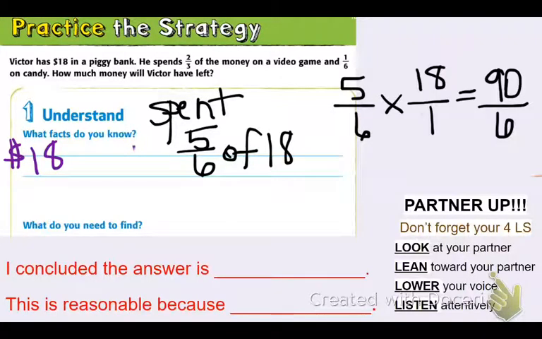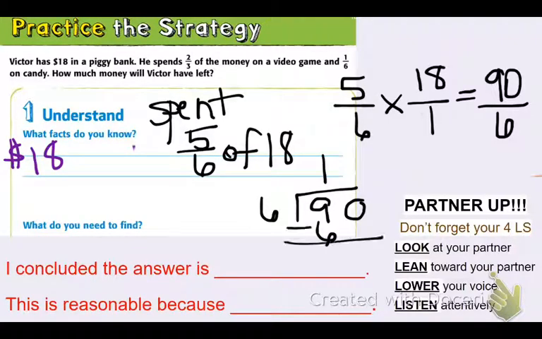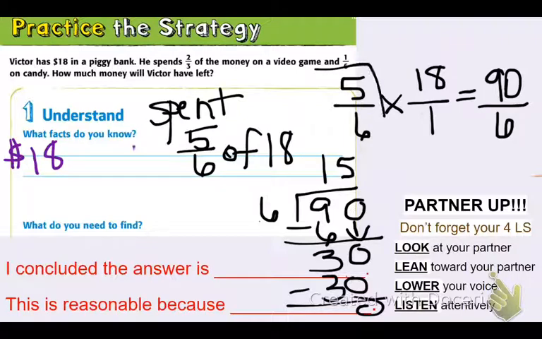I have an improper fraction. 6 will divide into 9 one time, with 3 left over that don't fit in that group. Bring down the 0. 6 goes into 30 5 times, so 90/6 is equal to 15. Okay, so now I'm going to go back to my problem.